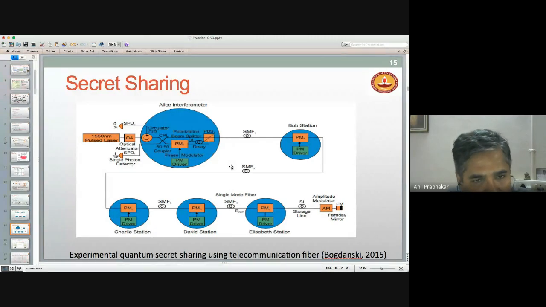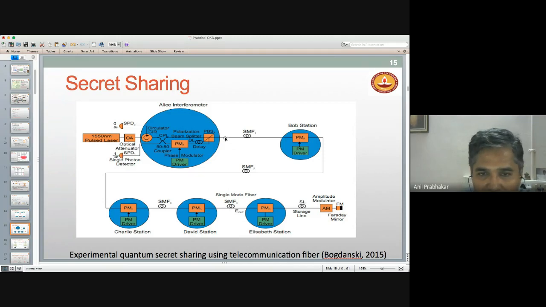This is the first time I'm showing you an optical circuit, so I'm going to very quickly take you through what is being shown out here. You'll see out here there is a pulsed laser, there is an optical attenuator, there is what is called a circulator, there's a 50-50 coupler, there's a phase modulator, a polarization beam splitter, single mode fiber, and then more phase modulators and single mode fibers. On the receiver side is a single photon detector, right?